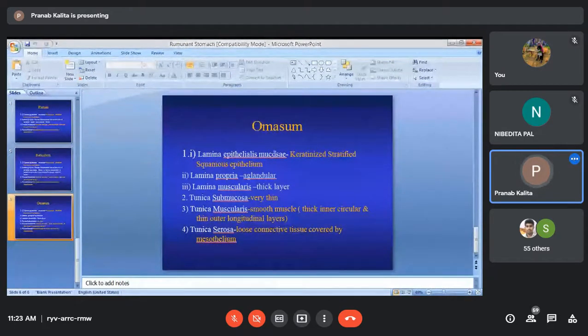Coming to the omasum, you can see the lamina epithelialis mucosae, again keratinized stratified squamous epithelium. Lamina propria is aglandular, that means there are no glands. There is no gland in the lamina propria of the omasum. And here you will find lamina muscularis, as I have shown in the picture, a very thick layer of lamina muscularis. The submucosa, which is formed by connective tissue, is very thin in the omasum. In the muscularis, you will find inner circular and outer longitudinal layers. Normally the inner circular is a little thicker and the outer longitudinal is thinner in the omasum. And the serosa is typical connective tissue covered by mesothelium.